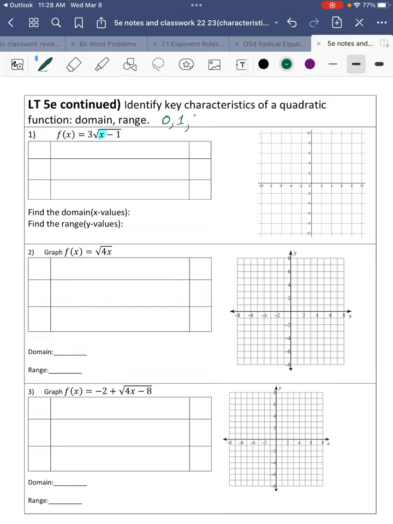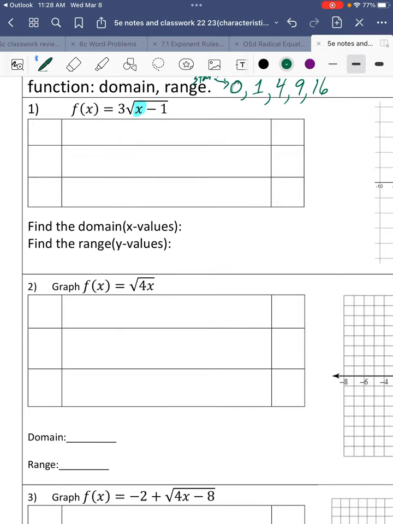The square root of 0 is 0. 1, square root of 1 is 1. 4, square root of 4 is 2. 9, square root of 9 is 3. And 16, the square root of 16 is 4. We can go bigger, but these are typically the numbers you want. We always want to start with 0. This is always going to give you your starting point.